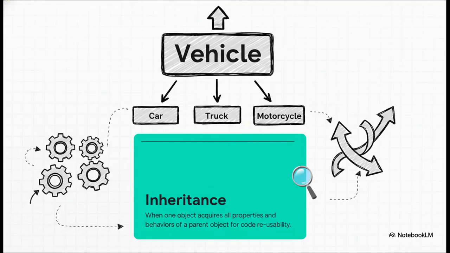Pillar number 3 is inheritance. And this is where that reusability we mentioned earlier really shines. Inheritance lets a new class take on all the properties and methods of an existing class. So you could have a general vehicle class and then create car, truck, and motorcycle classes that inherit from it. It saves you from writing the same code over and over and over again.